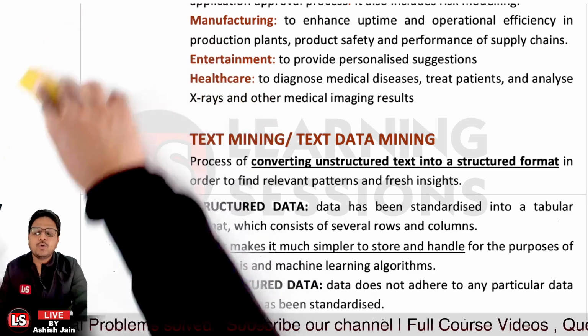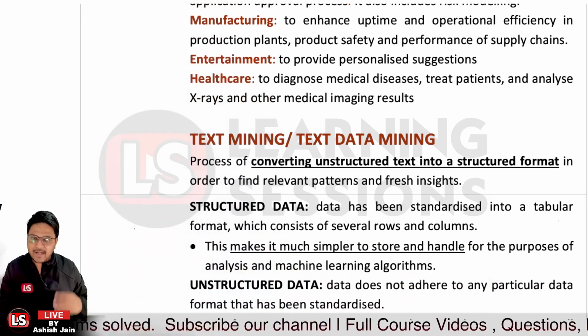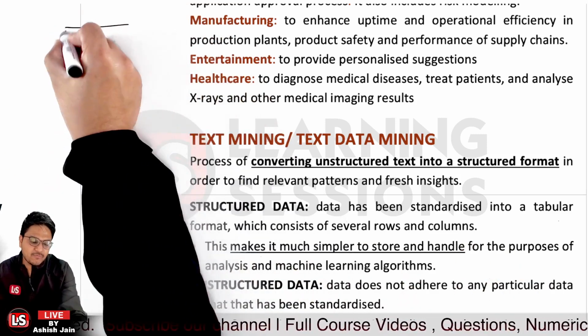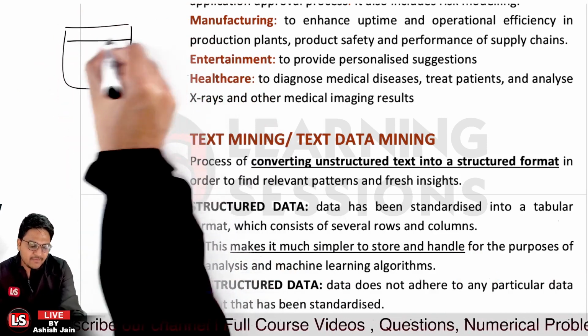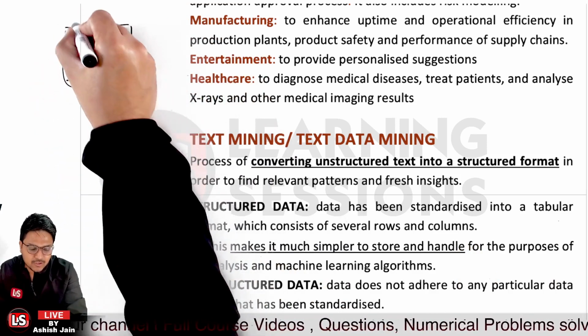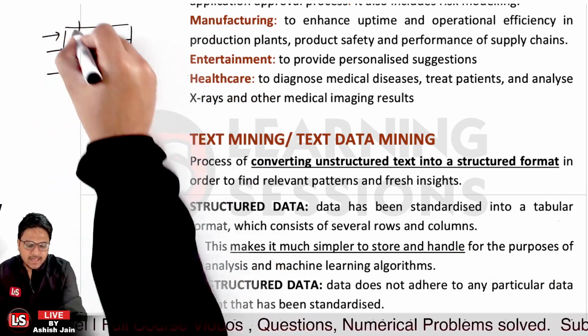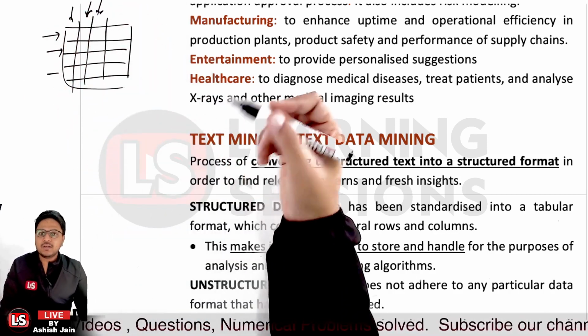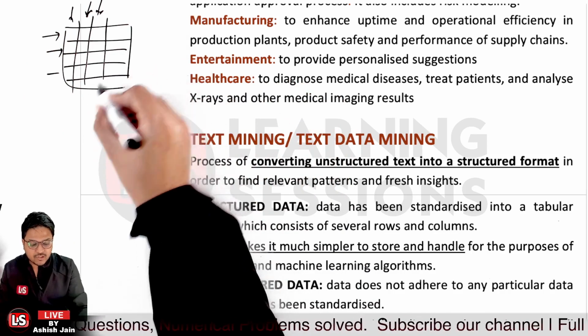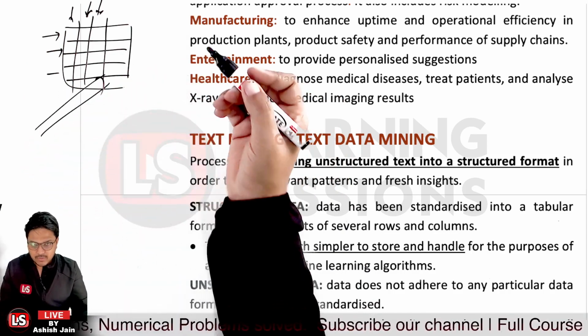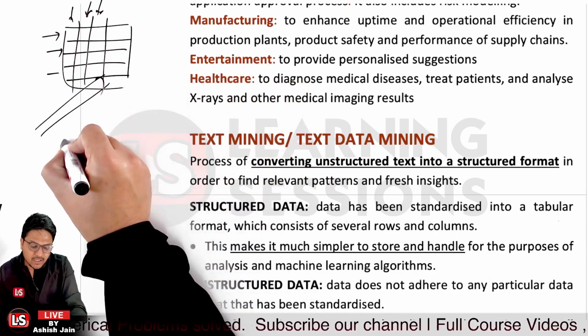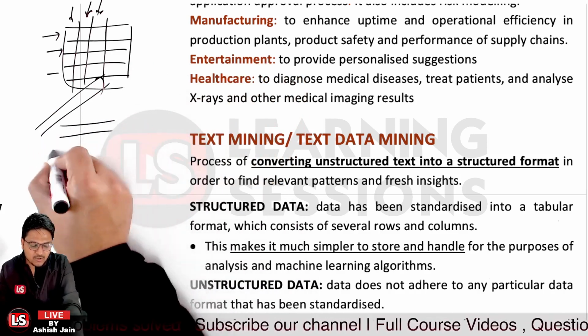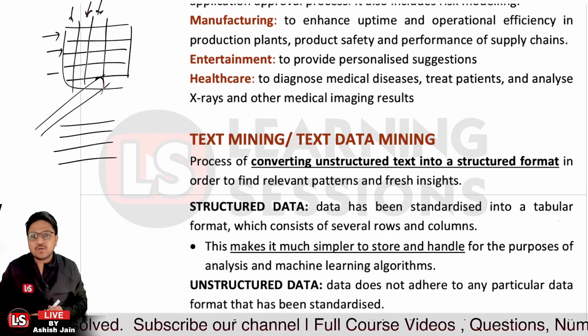I have already told you structured data is something that is standardized, let's say in the form of a table. In a table, we have different rows. If we talk about Excel also, these are the different rows and these are the different columns. So if you have structured data, it's quite easier to look for things. But if you have unstructured or raw data, where the data is not in a particular format, that's raw data.